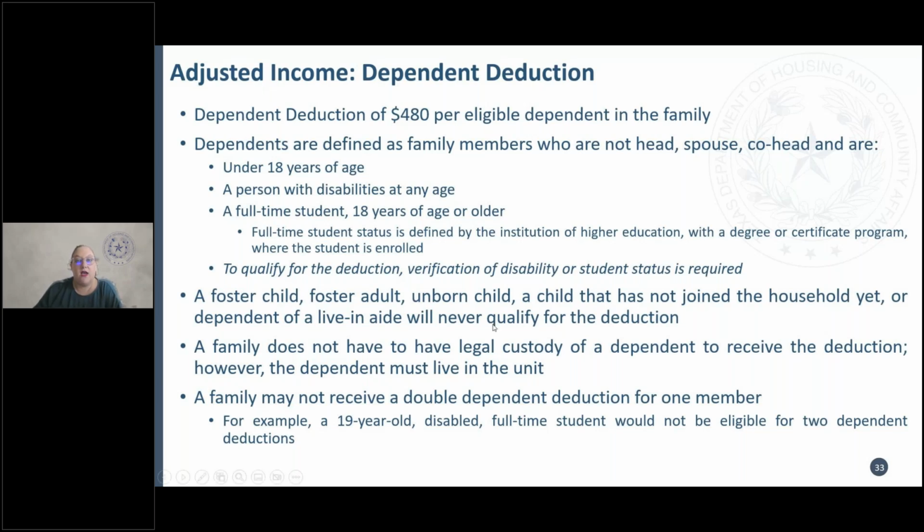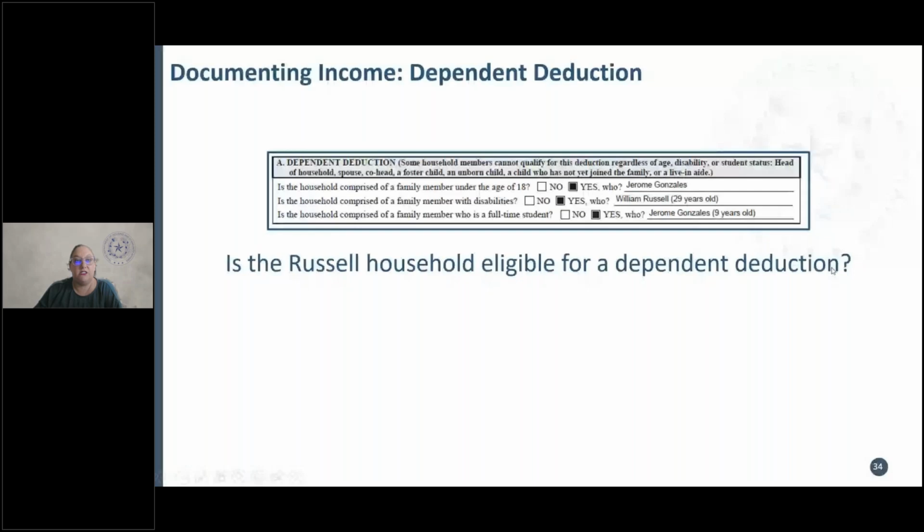So is the Russell household eligible for a dependent deduction? We can see that they have a household member under the age of 18. They also have somebody who has disabilities, but William is our head of household. And Jerome is a full-time student, but Jerome's also under the age of 18. So I'm going to launch the poll to see if you think they're eligible for this deduction. Simple yes or no.